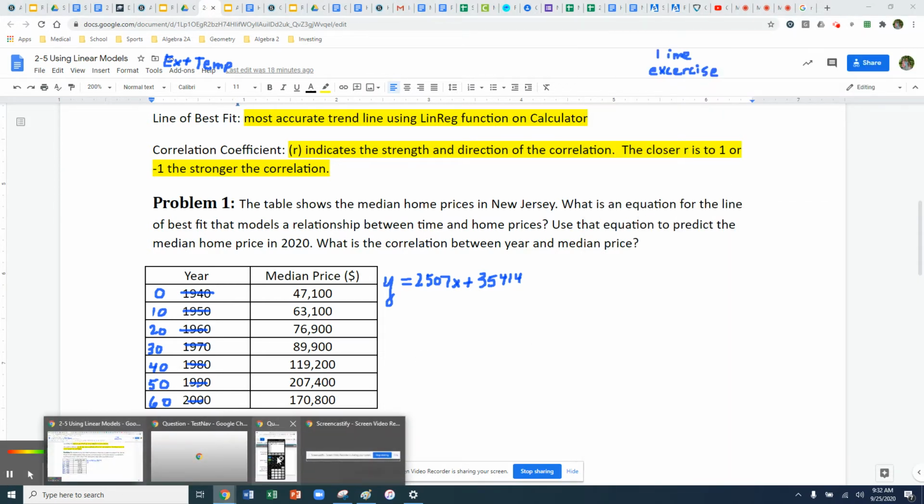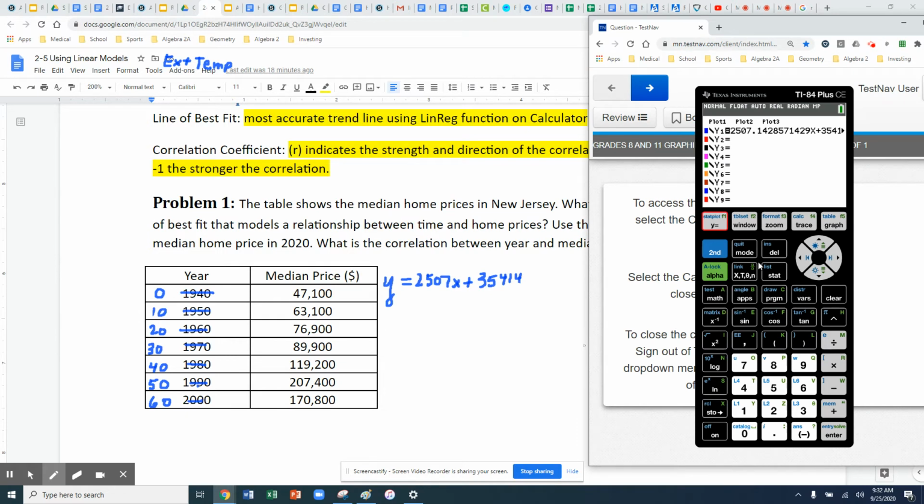This is helpful to store this equation because now we can use it to predict in the future. To do that, we're going to go to second table. So 0 years would be 1940. If I scroll down, 2020 is going to be 80 years after 1940.